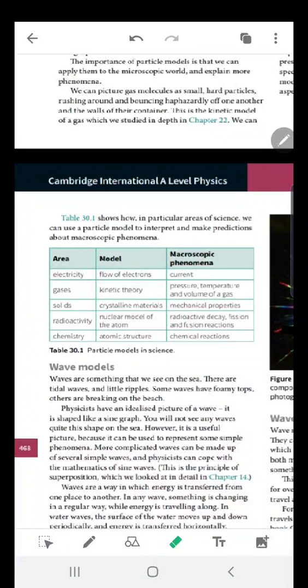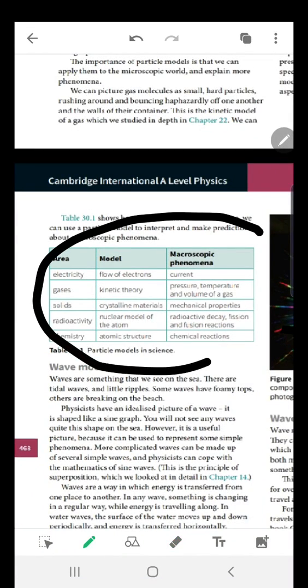Whether it's electricity and we are talking about flow of charges, the macroscopic phenomenon we are considering is the current which is forming, right? Then for gases, we talk about kinetic energy. And the phenomenon occurring is that because of that kinetic energy we can measure the temperature, and the pressure changes because of that energy. And you can see this particular table to see how you can actually model particles in science.